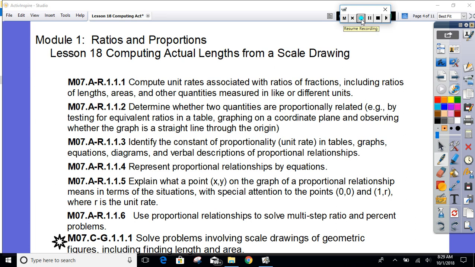Today's lesson I added a standard to our list. So this list was all from the ratios and proportional relationships section. This is actually a standard from the geometry section, but it has to do with proportional relationships, which is solve problems involving scale drawings of geometric figures, including finding length and area. So that's what we'll be working from over the next couple of days. This is the last thing we learn, and then we have a test on all of this stuff on Friday.